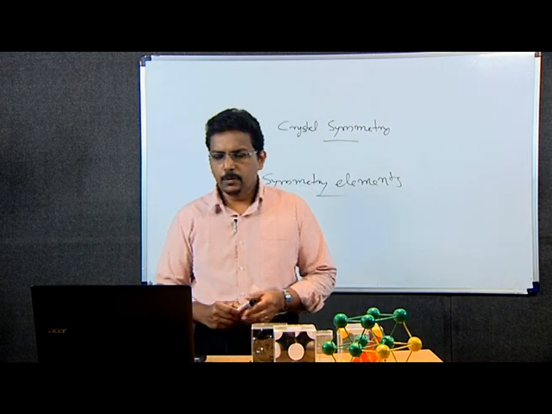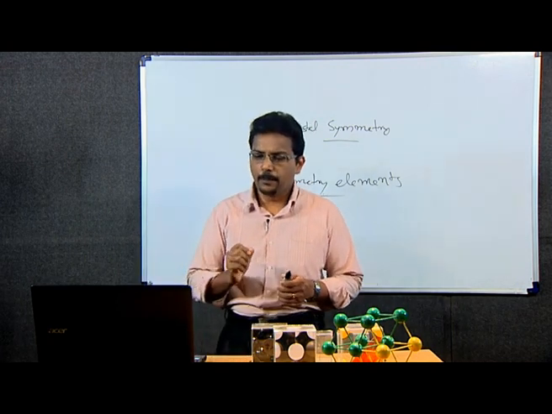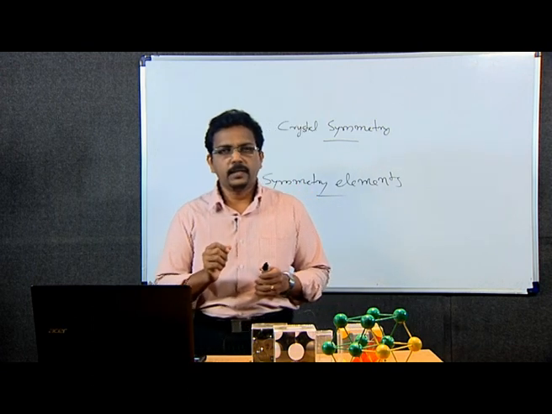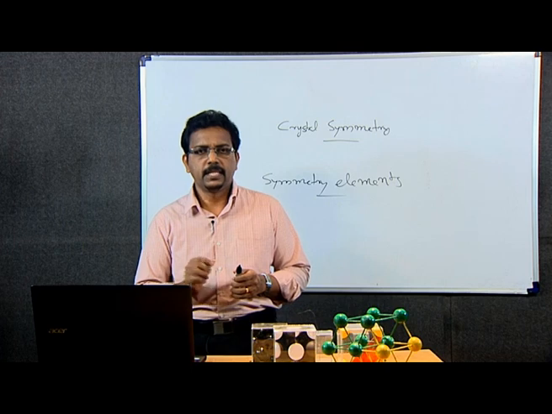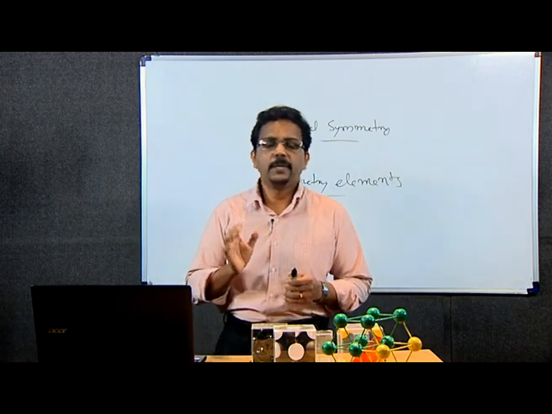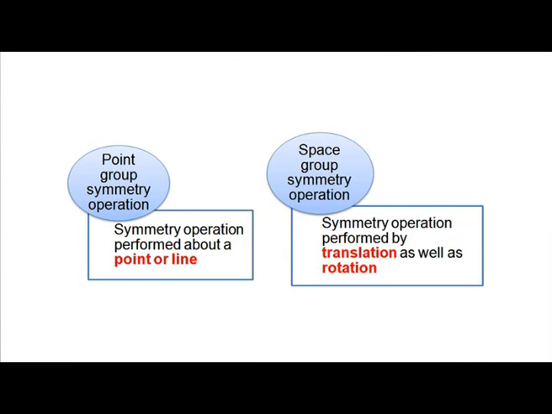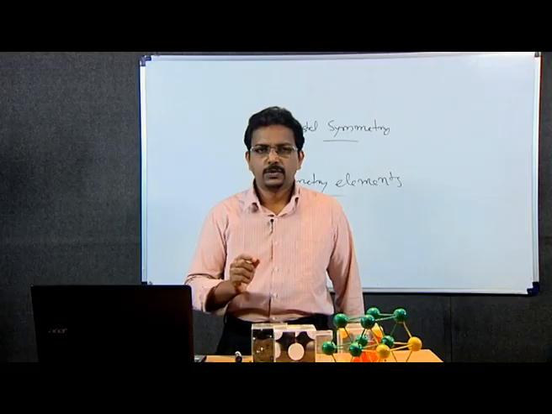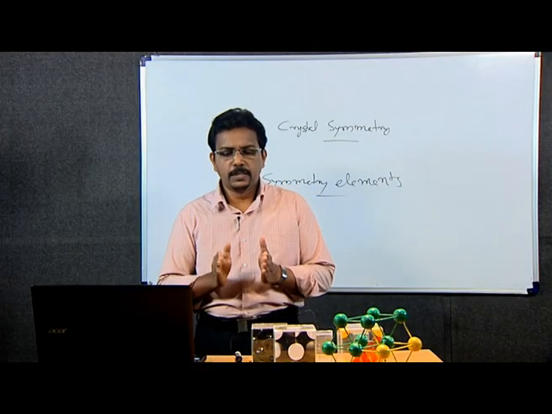When we discuss the details of symmetry operations, point group operation and space group symmetry operation are the two symmetry operations we are mainly considering. The first one is point group symmetry operation. If a symmetry operation is performed about a point or line, then we call it a point symmetry operation. In space group symmetry operation, the operation is performed by translation as well as rotation. So, these are the two main types of symmetry operation.